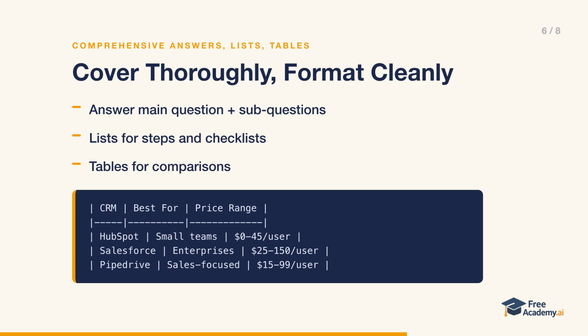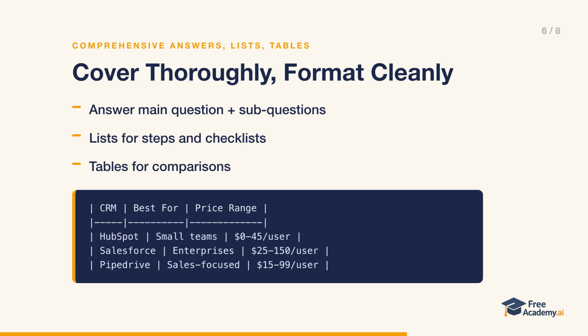Strategies 4 and 5 are about coverage and format. Because AI overviews often synthesize several subtopics into one answer, cover your topics thoroughly. Answer the main question, address the related sub-questions, provide context and background, and include practical applications. The lesson shows a CRM guide that covers what CRM software is, why businesses use it, how much it costs, how to choose one, and the top options, all in one comprehensive page.